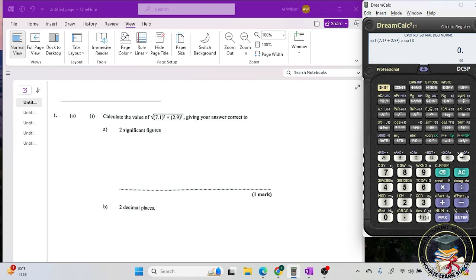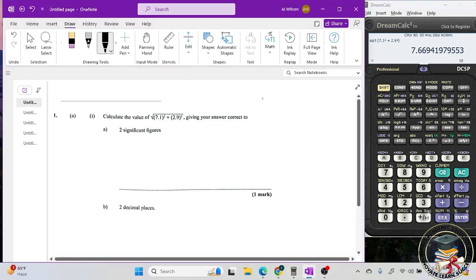Something here didn't work out properly, so let me do that again. Square root, open bracket, 7.1 squared. Then we add that to 2.9 squared. We close our bracket, and then we press enter, and here we have the answer as 7.669419795553.